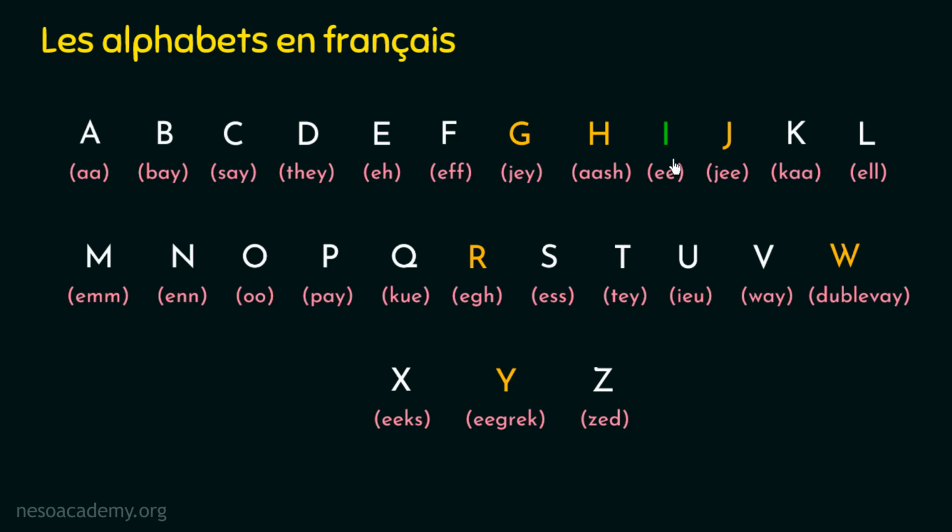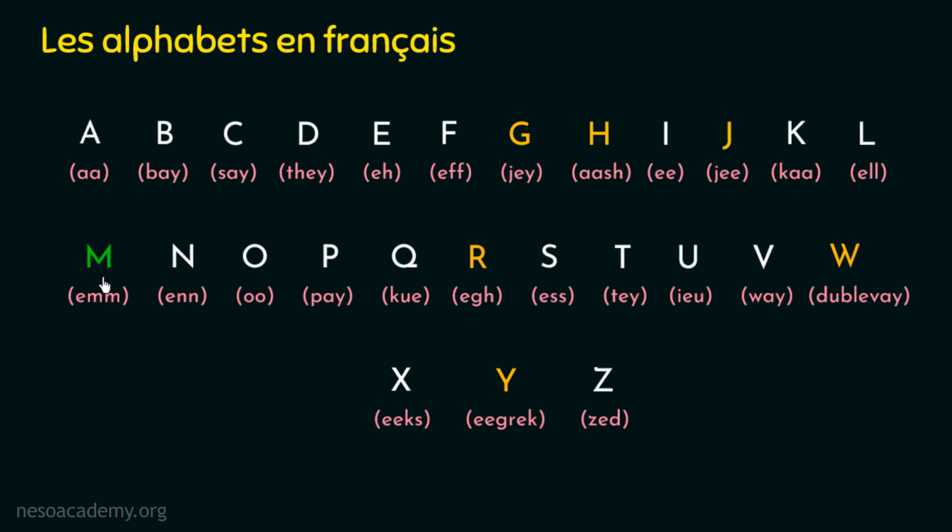Now let's move on to the ninth alphabet. In French, it is pronounced as I. I. The next is J. J. The next is K. K. Alright. Now have a look at the 12th alphabet. In French, it is pronounced as L. L. Alright.